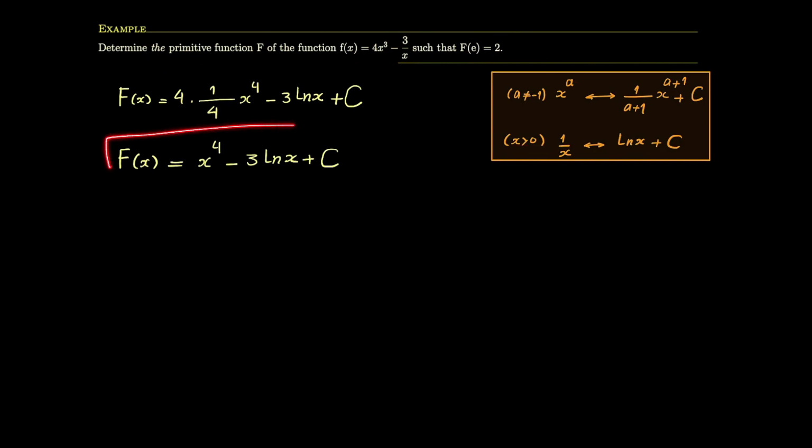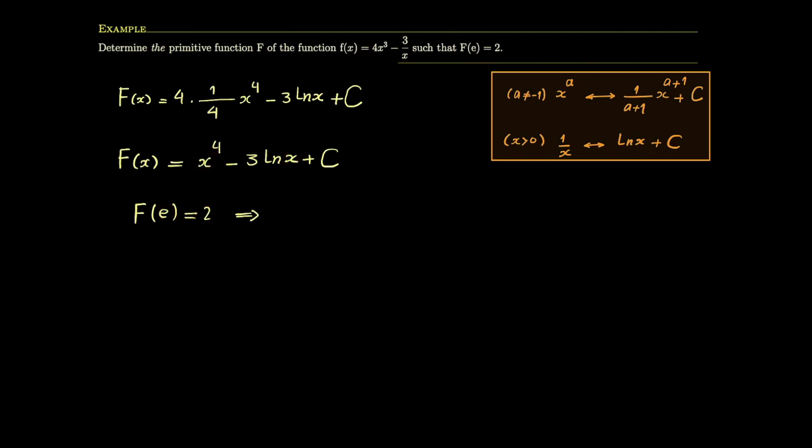So this is the answer to the problem of determining all primitive functions. But they have asked to determine their primitive function, and they have provided me an extra piece of information. So how can I exploit that? Okay, now you are telling me f of e is equal to 2. What does this mean? It means that if I go to my primitive function capital F and replace every x with e, the answer is supposed to be 2, yes?